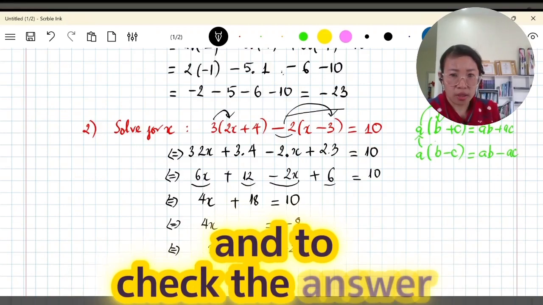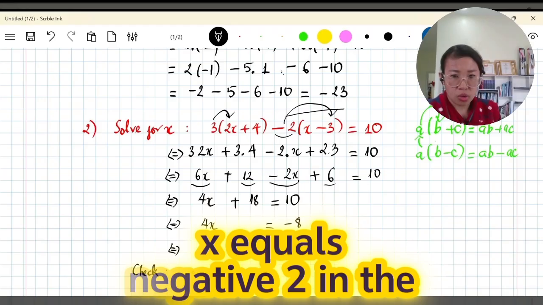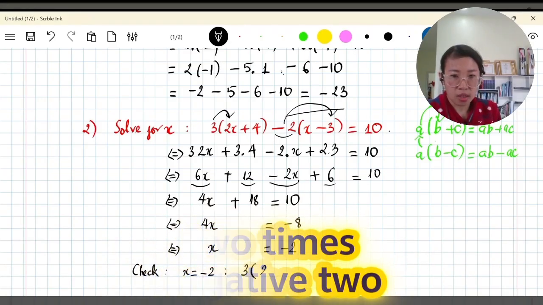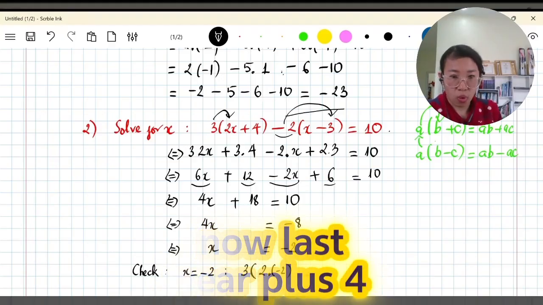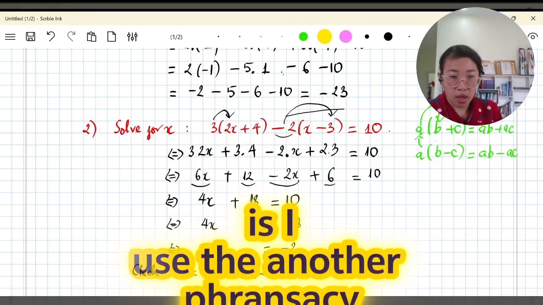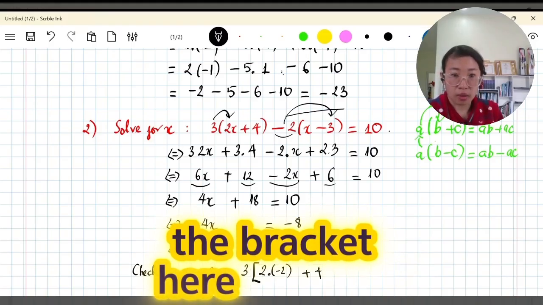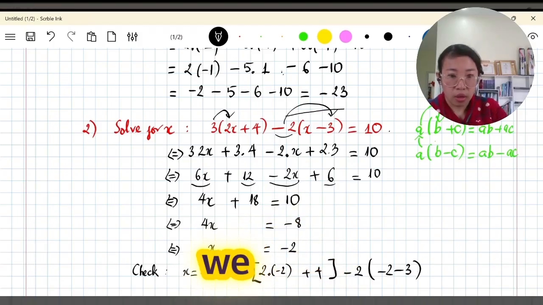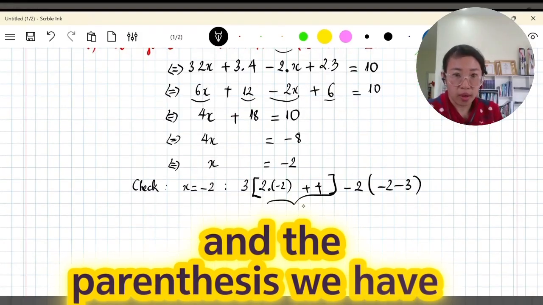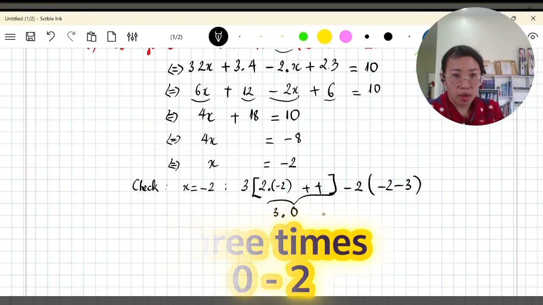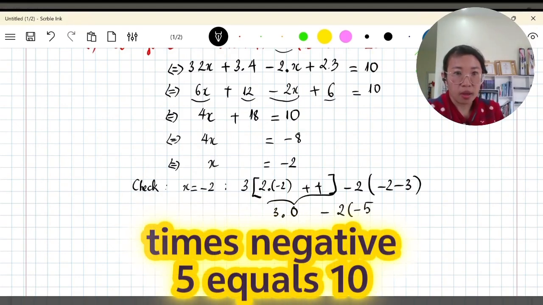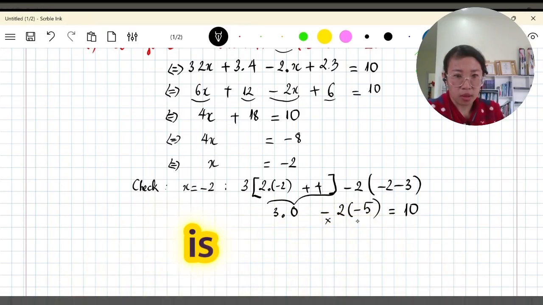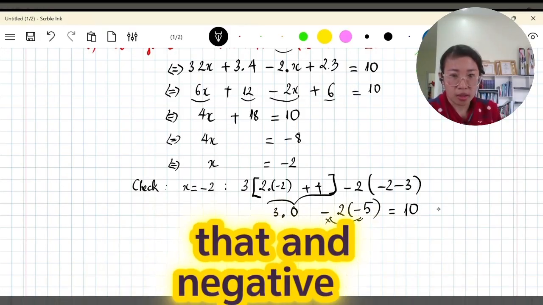And to check the answer, substitute x equals negative 2 in the original equation, so we have 3 times (2 times negative 2 plus 4). Let's use another parenthesis, the bracket here, minus 2 times (negative 2 minus 3), and in the parenthesis we have 0. 3 times 0 minus 2 times negative 5 equals 10, because minus times minus is positive, is plus, so negative 2 is the result.